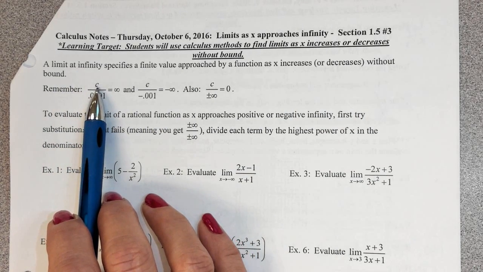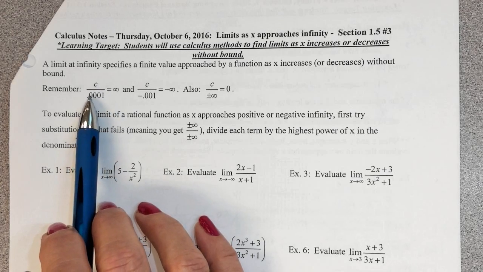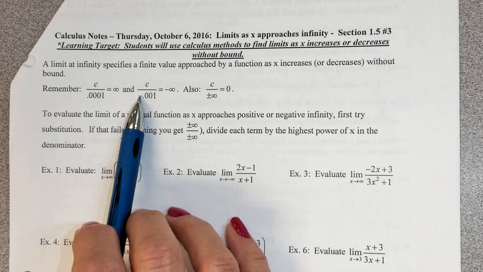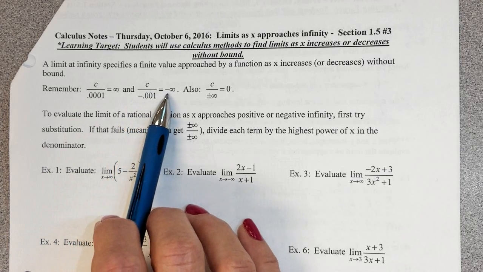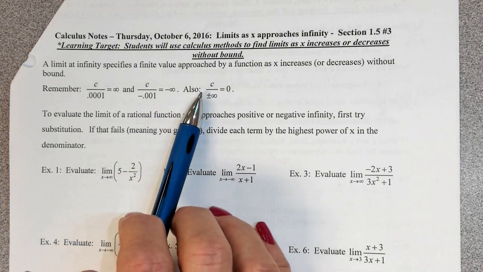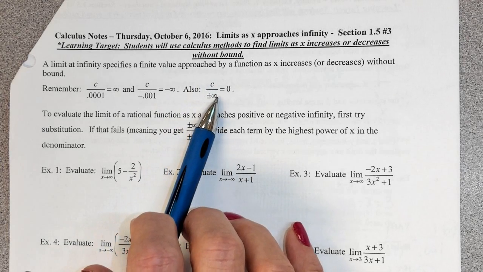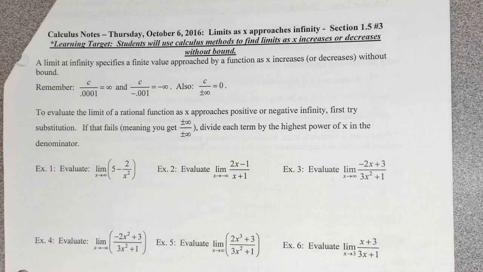Any constant other than 0 divided by 0.0001 is infinity. And any constant divided by negative 0.001 is going to be negative infinity. But here's something new: a constant divided by positive or negative infinity is going to be 0.